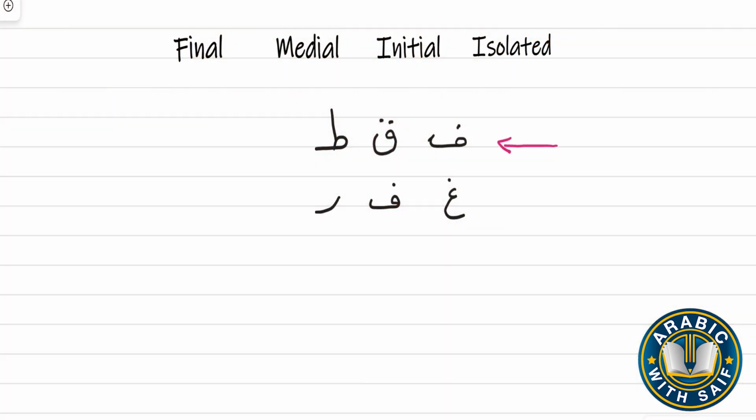Okay, now I will show you some isolated letters and you try to form two words. And if you have any question, please write it in the comments. I'm always ready to answer. Fa, Qaf, Ta. Try to connect these three letters to form a word. Ghayn, Fa, Ra. Try to connect these three letters to form one more word.